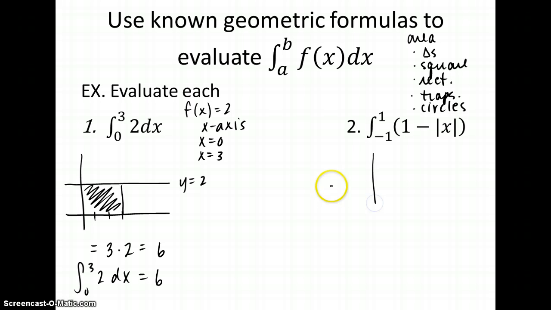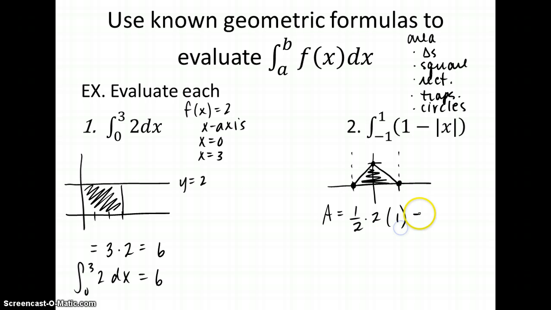For this function, 1 minus absolute value of x, that's a vertical shift up of 1 unit. If I plug in -1, it gives me an x-intercept. If I plug in +1, it gives me an x-intercept. So now we're looking for this area, bounded by the function, the x-axis, and -1 to 1. Those would be your vertical lines that bound the region. So what's that area? It's a triangle with a base of 2 units and a height of 1. So this definite integral evaluates to +1. That represents the area of the region bounded by this function between those two values.